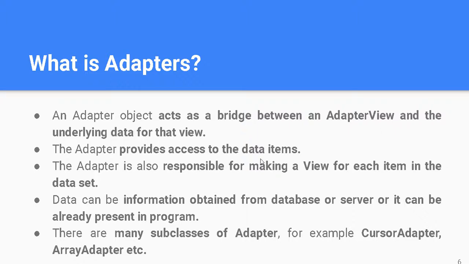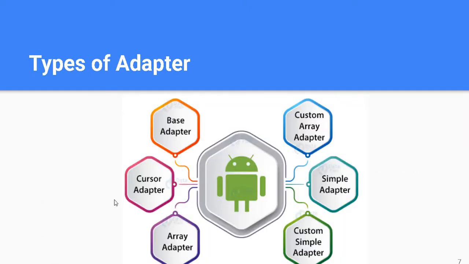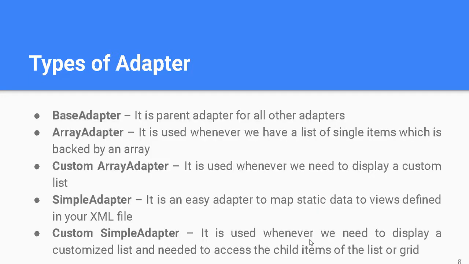It is going to access the data items. It is responsible for making the view for each item in the data set, and it has several subclasses, for example cursor adapter, array adapter and so on. These are the types of adapter: base adapter, cursor adapter, array adapter. Using this base class, we can make a custom adapter, and we can make a custom simple adapter also. This is the meaning of base adapter. It is also called the parent adapter for all the adapters.